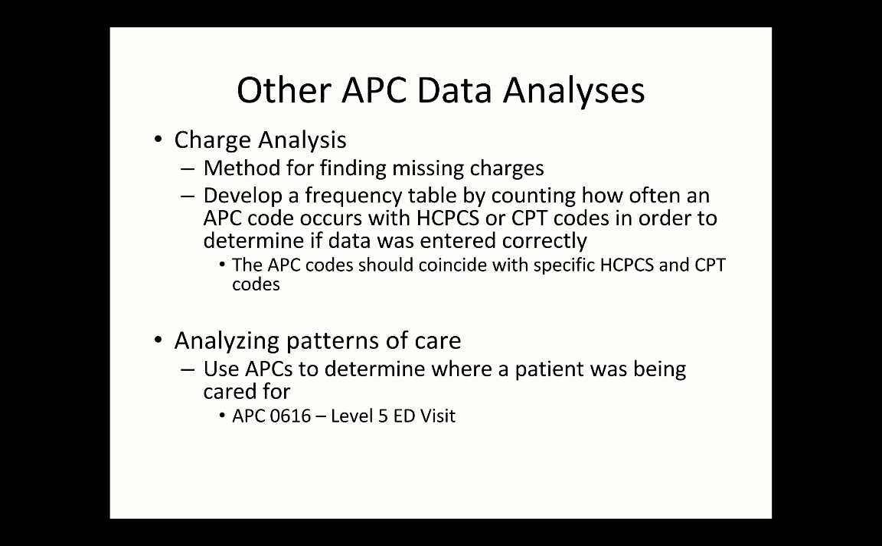There are a couple other ways APCs can be analyzed. APCs can be used to find missing charges using a charge analysis. A charge analysis is carried out by determining the consistency in the data. APCs should coincide with specific HCPCS and CPT codes. If they are not, this may be a marker for errors in data entry. For a charge analysis, you essentially create a frequency table by counting how often an APC code occurs with HCPCS or CPT codes in order to determine if data was entered correctly.